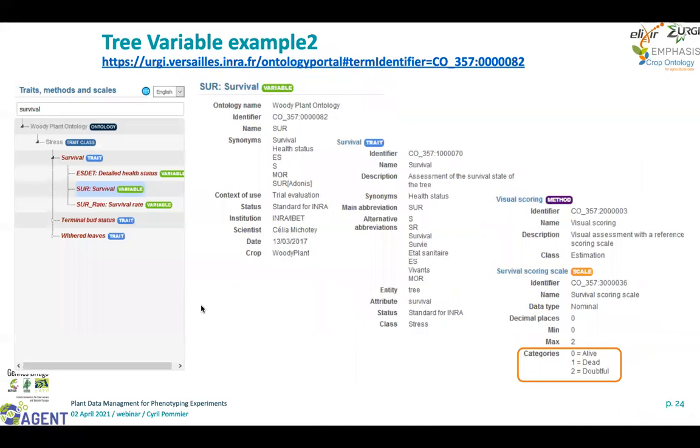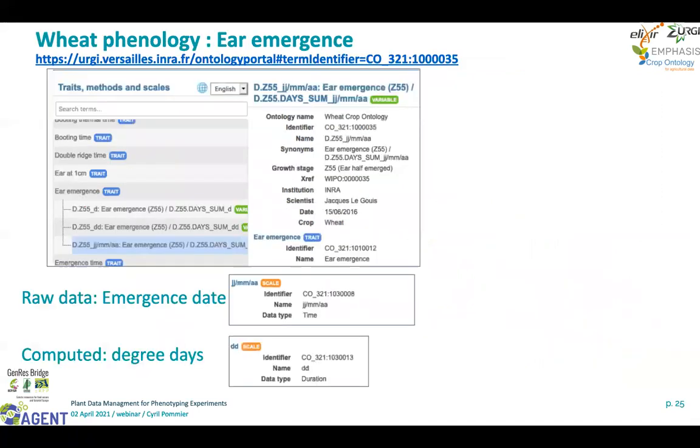Another example I'd like to give is survival for trees. And I like to use the example of a scoring scale, more precisely a survival scoring scale, in which you attribute a phenotype among three possible values, 0, 1, or 2. And in your ontology, you include the definition of each of those categories: 0 alive, 1 dead, and 2 doubtful.